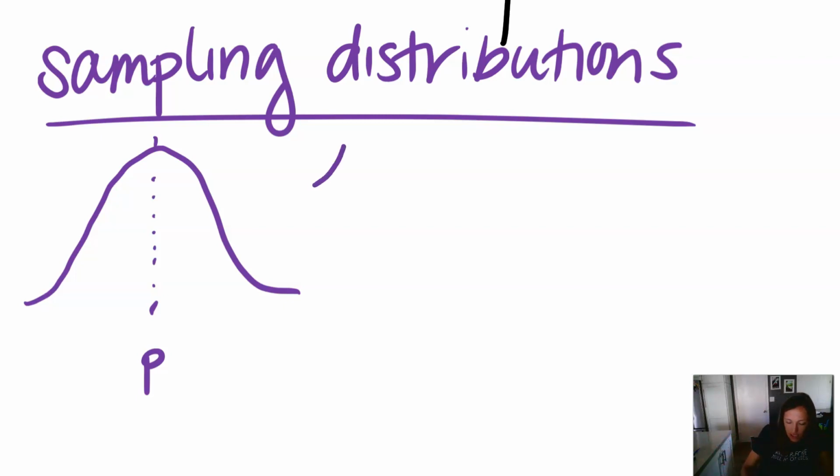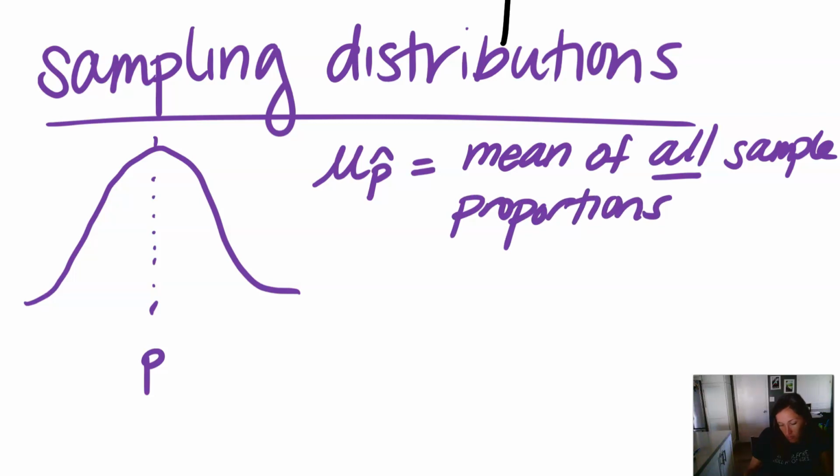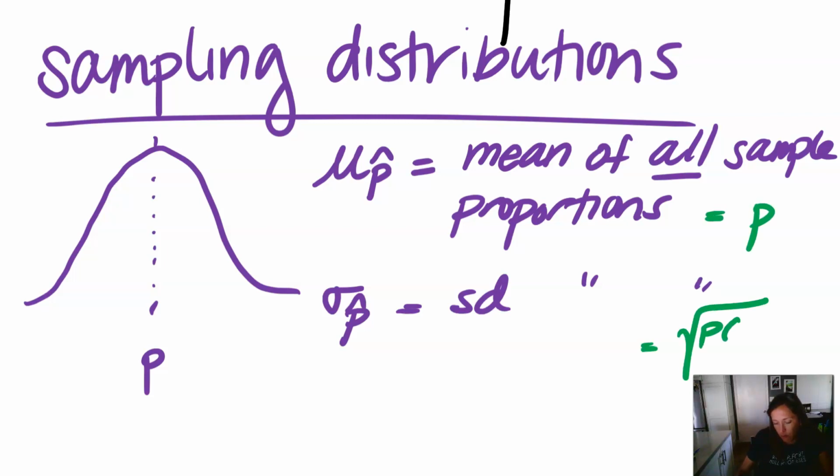So when we look at something like this little subscript of this p hat, this says the mean of all sample proportions. And this says the standard deviation of all sample proportions. And so we have some formulas that help us out with this, our p and our square root of PQ over N. And this lets us look at a particular sample to see if it's unusual, or a particular sample to see what the probability of getting that is.